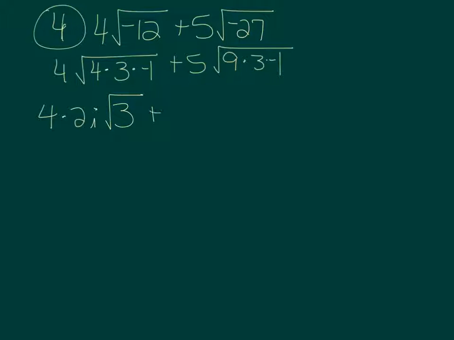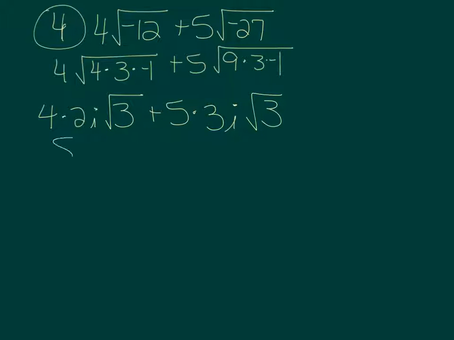The other one, my 5 is there. The square root of 9 is 3, so it comes out. I have the square root of negative 1, so I can bring i out. The square root of negative 1 is i. And then this 3 is also stuck, square root of 3.